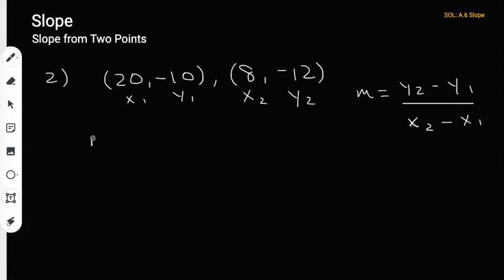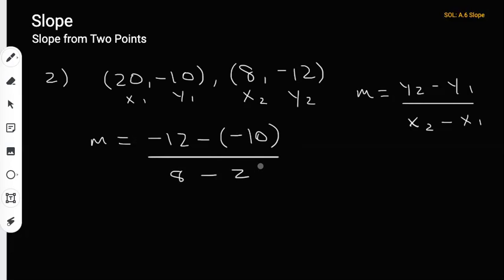So my y2 is going to be negative 12. That's my second y value. And my first y value is going to be a negative 10. So I'm actually going to have a double negative right here, where I have minus negative 10. On the bottom, I'm going to have x2 minus x1. That's going to be 8 minus 20. And then I go on to simplify it. I simplify the top, negative 12 minus negative 10. That's the same thing as negative 12 plus 10. That's going to give me negative 2.